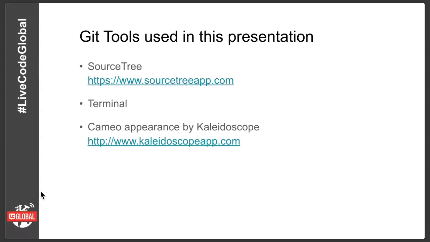All right, so some tools. These are the tools that I'm going to use in this presentation. The Git tools, and obviously we'll be using LiveCode. The first is SourceTree. I think it will be much easier to show you how Git works with a visual application. SourceTree is free. You can get it at sourcetreeapp.com. It's made by Atlassian. It's a very good app.